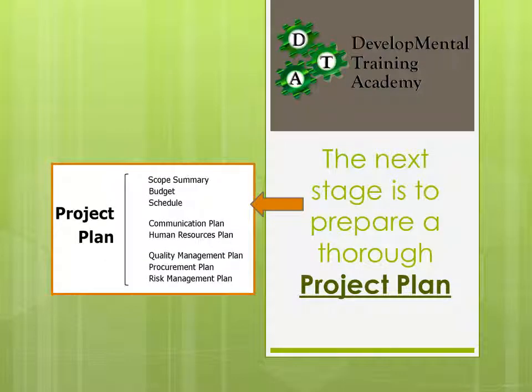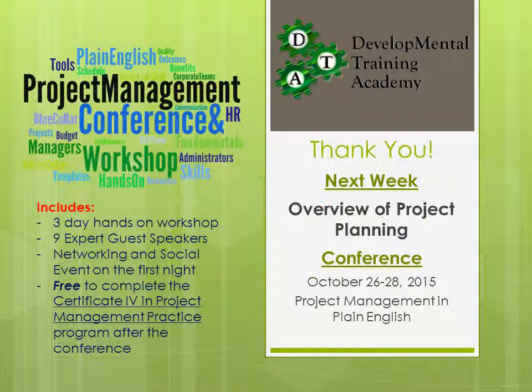The next step is to prepare a thorough project plan. So you're looking then at summarising your scope, putting your budget and schedule together, communication, HR, quality, procurement and risk management plans, all a part of a project plan. We'll be working through those in the next 8 weeks of our webinars. So that's it for this week. Next week we're doing an overview of planning, and then we'll break it down into individual plans and segments.